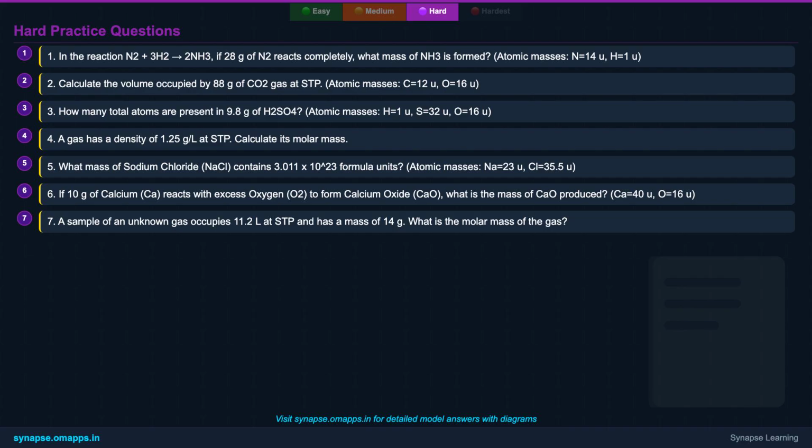It's challenge time. These hard-level questions require you to think critically and apply the mole concept in more complex scenarios. You'll deal with isotopes, gas volumes at STP, and stoichiometric ratios. Remember to break down each problem, identify what's given and what needs to be found, and use the appropriate formulas and conversions. Take your time, analyze the questions, and push your understanding further.